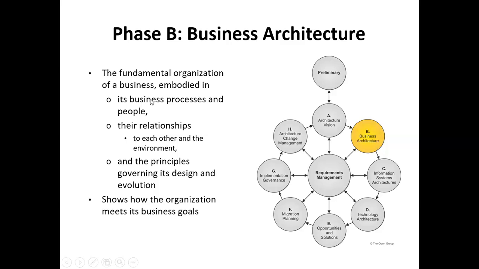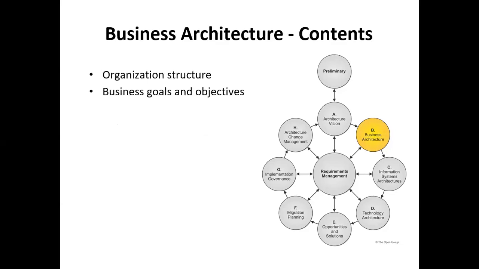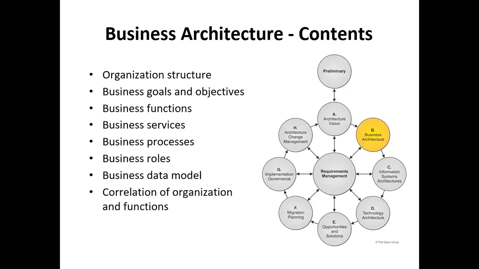Have a look at the fundamental organization of business embodied in the business process, people, relationships, principles. All this will be part of it. Got it? So please remember the business architecture may contain the organization structure, the goals, the services, the process, the roles and responsibilities. All this will be part of it. It is basically about the organization.